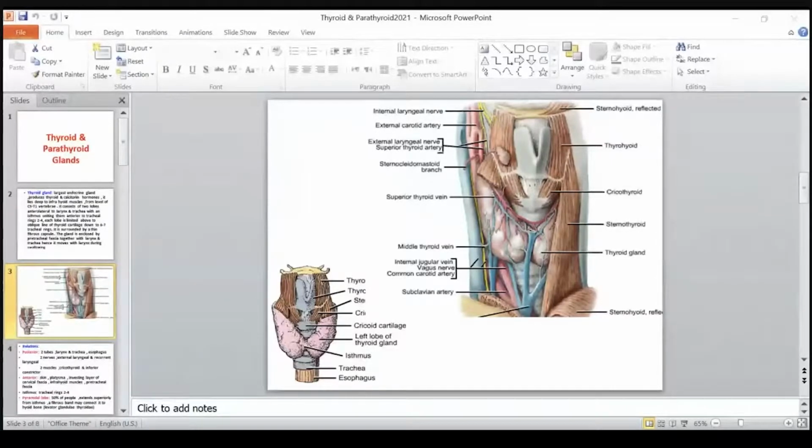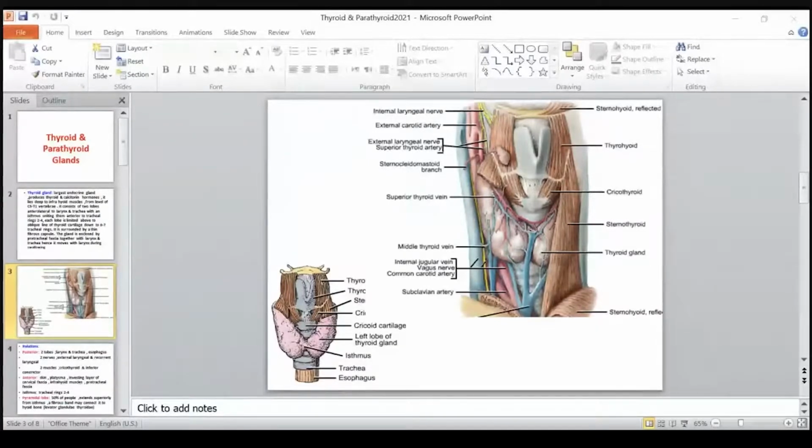The isthmus lies over the tracheal rings, 2nd, 3rd, and 4th tracheal rings, joining the two lobes of the thyroid gland. So each lobe extends superiorly from the superior end of the oblique line of the thyroid cartilage. If you remember, this is the oblique line of thyroid cartilage, which gives rise to the infrahyoid muscles, and then descends downward till the level of 6 tracheal rings, joined to its fellow by the isthmus of the thyroid gland, which is applied to the second, third, and 4th tracheal rings.